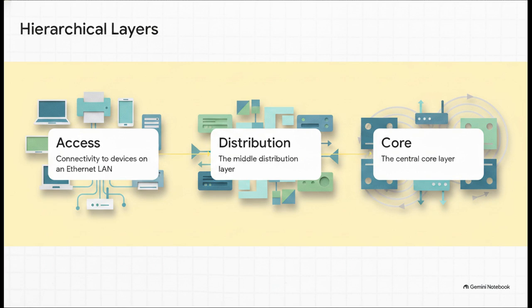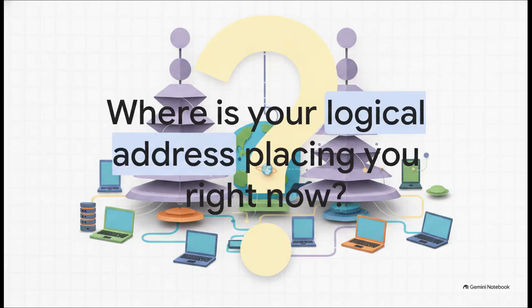By structuring the network this way, we contain all those noisy broadcasts. We use logical IP addresses to route traffic highly efficiently through the core and distribution layers, and we only drop down into the local access layer when we've pinpointed exactly where that specific device's MAC address is currently hanging out. It really is an elegant system, and it's quite literally what keeps the digital world spinning.